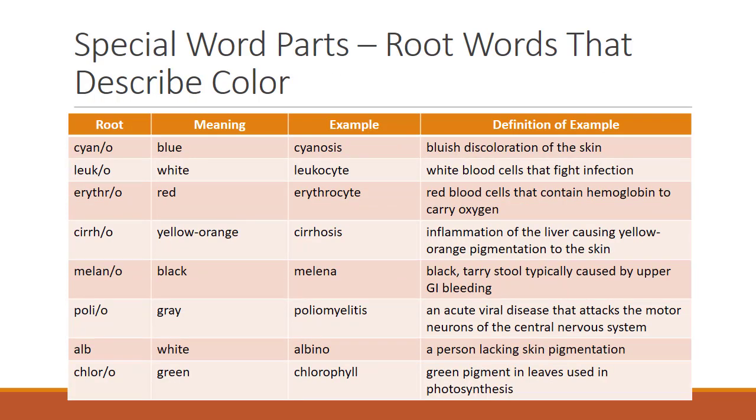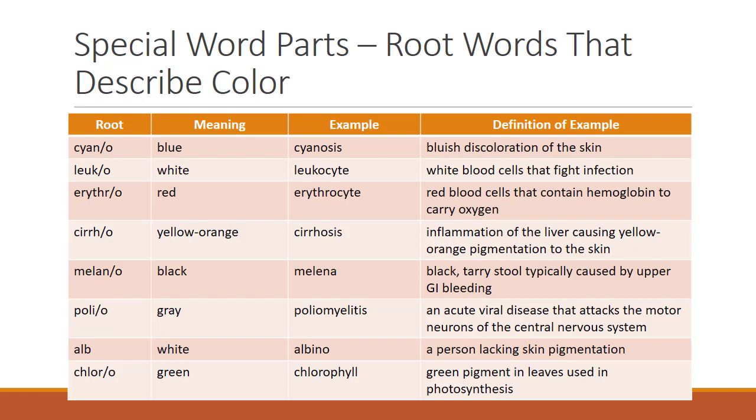So next we look at special word roots, special word parts that describe color. So the first root word we see there is cyan with a combining vowel, meaning blue. An example would be cyanosis, or bluish discoloration of the skin.